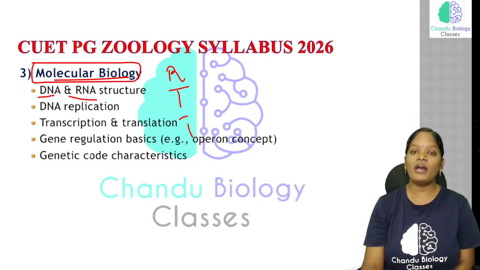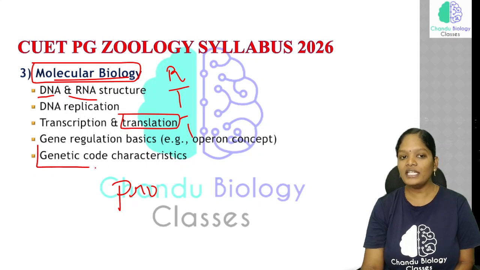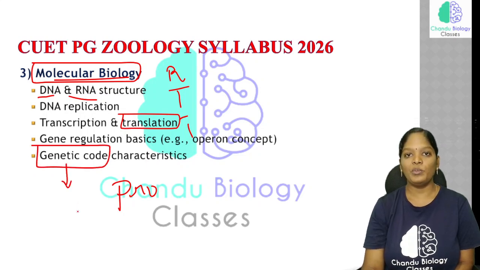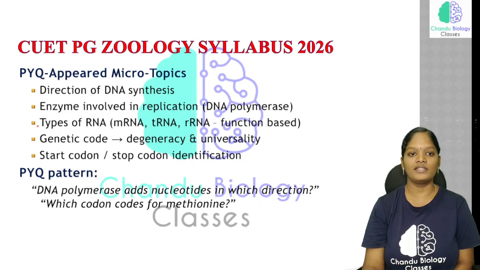So in translation, protein synthesis takes place. What is protein? Many amino acids together, we call them a protein. So in that, what is the genetic code? For each code, how is the amino acid going to link with that? So we are going to see all these things in the class.